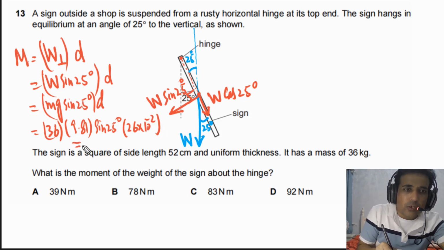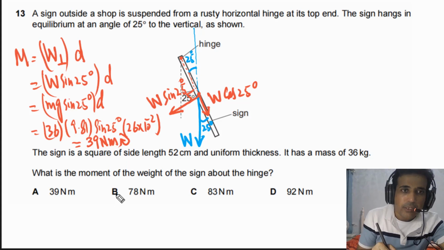Now if we solve this, the value of the moment will be equal to 39 newton meters, and this moment will be clockwise. The question is not asking us for direction, but this one will be clockwise. So the answer for this question is A.